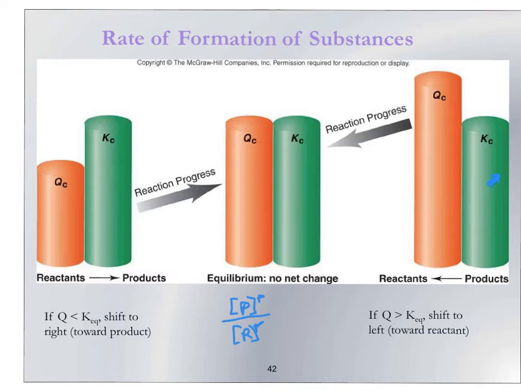K? Well, if it's too big, I need to shift to the left, proceed to the left, use up some of the products, make some reactants, so that this ratio gets smaller until it reaches what it should be at equilibrium. So if Q is greater than K, that means my reaction will proceed to the left, meaning that the reverse rate will be faster than the forward rate for a little bit until you reach equilibrium.